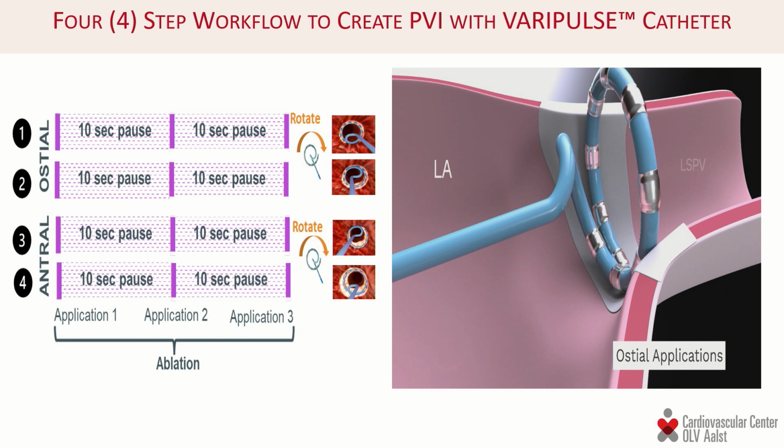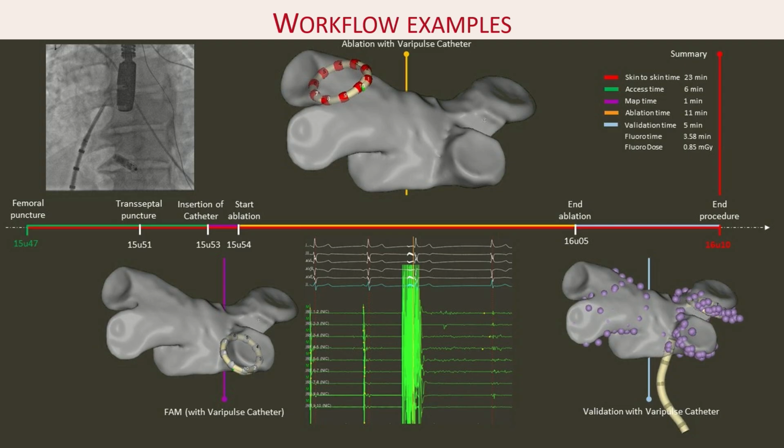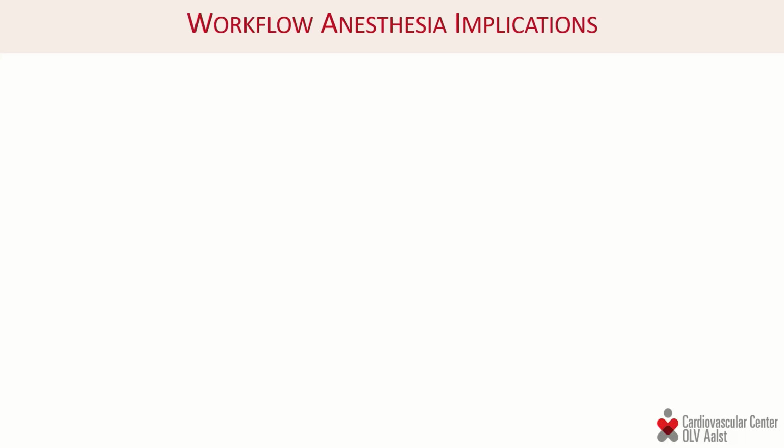The Farapulse device is a different geometry, but the idea behind it is very similar, of course, is to do a very standardized, very predefined way of approaching PV isolation. And of course, as you would imagine, with these approaches, you can go much faster. Still, here's an example of one such case we did with the circular mapping catheter, where you can see we achieve skin-to-skin procedure times of less than 1 hour.